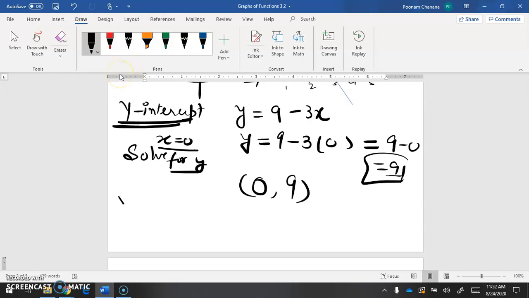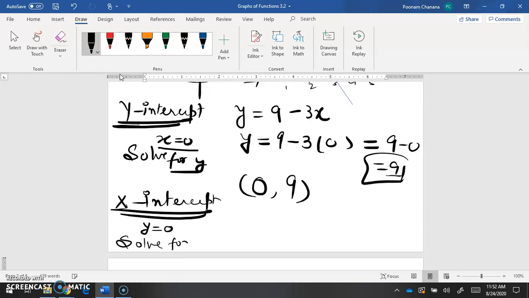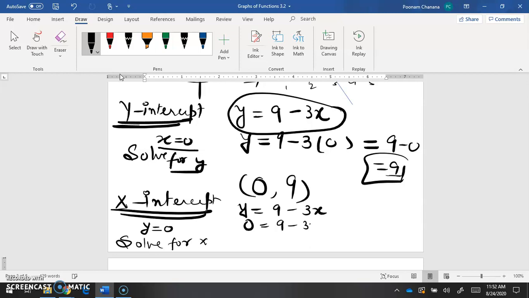Similarly, let's try to find the x-intercept. What is the technique of finding the x-intercept? You have to put y equal to 0 and solve for x. What is our equation again? This is our equation, y is equal to 9 minus 3x. Y equal to 0, so 0 is equal to 9 minus 3x.